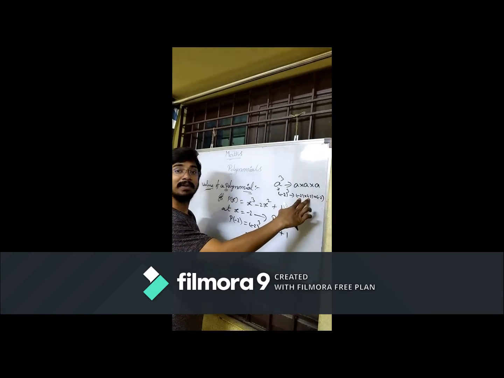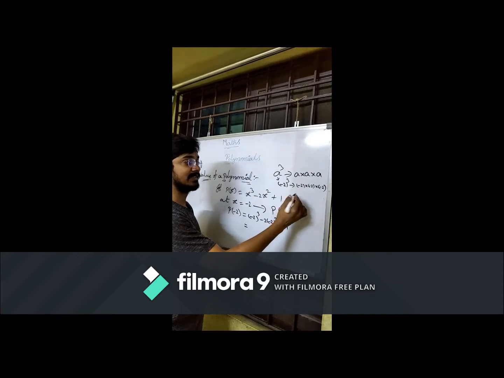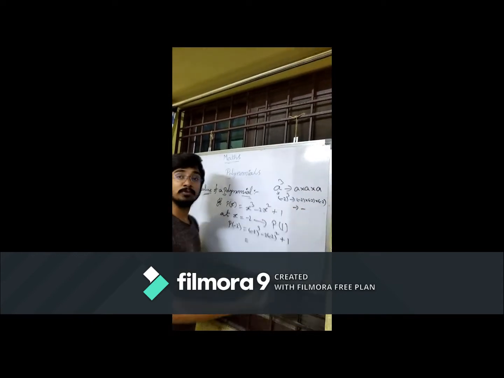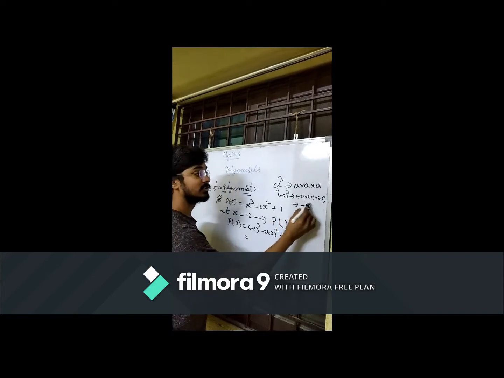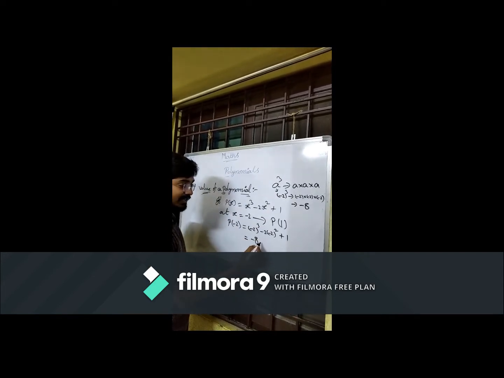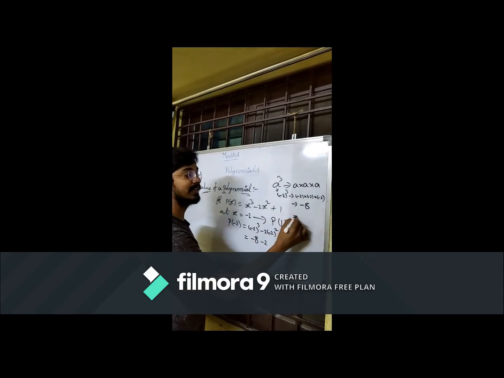Minus into minus is plus. Plus into minus is minus. So the sign of the resultant value is minus. 2 into 2 into 2 is 8. Therefore (-2)^3 value is -8. Next, -2 into (-2)^2.